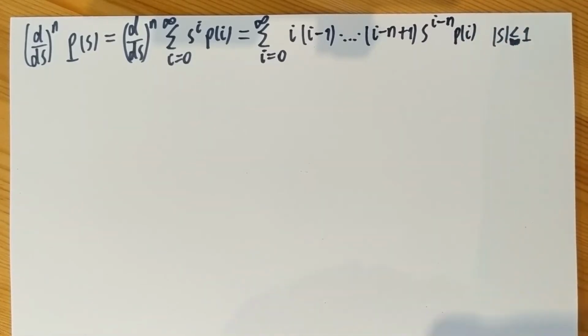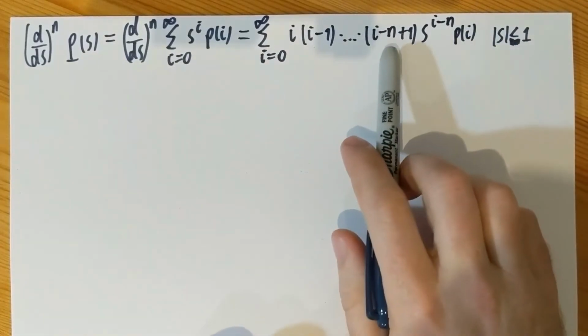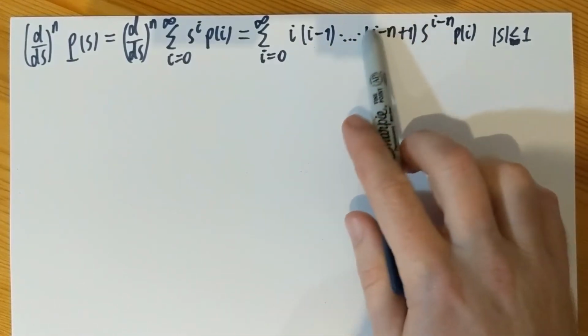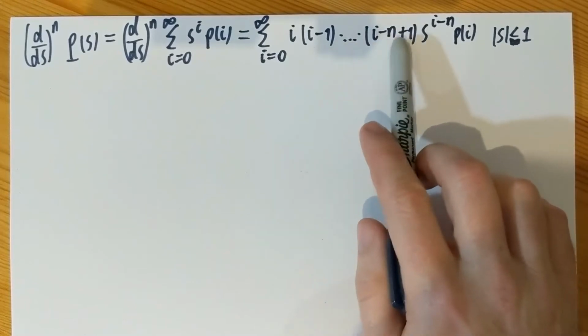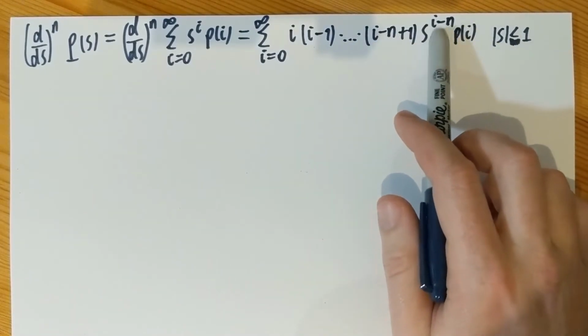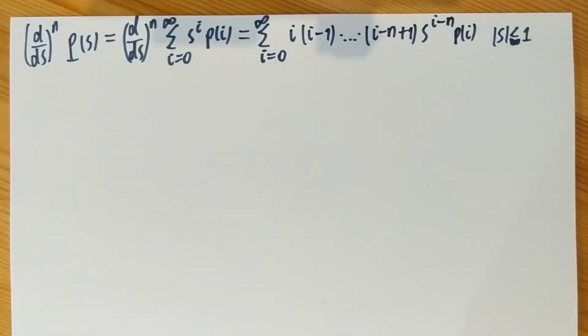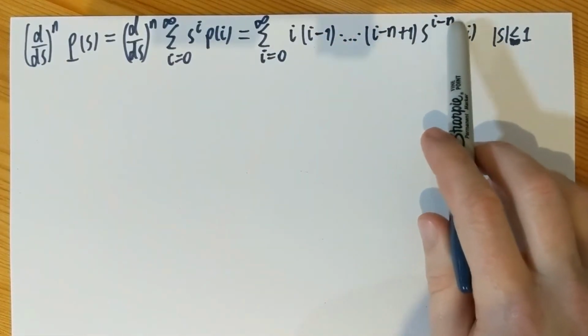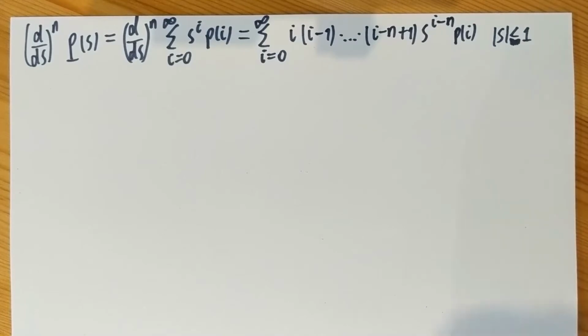Okay, so let's just check that it works. For n equals 1, I have i, and actually I have to stop at i because this term is i times s to the i minus 1, so that works. For n equals 2, I have i times i minus 1, s to the i minus 2, so it works, and so on and so on. Okay, so that's what I have.